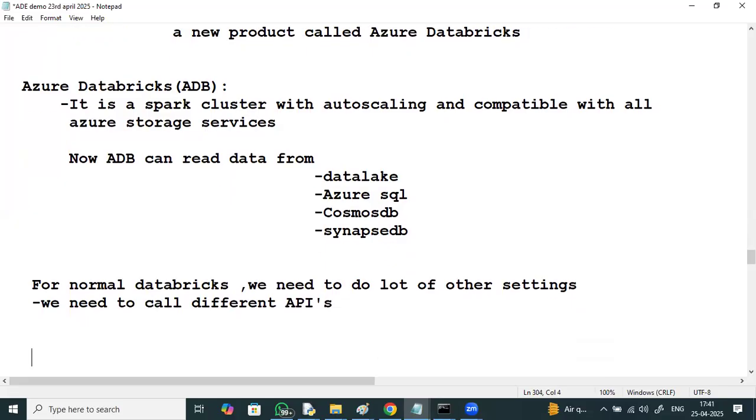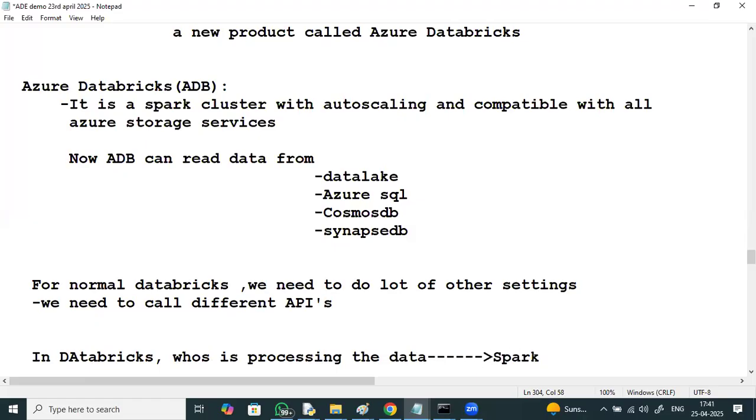So in Databricks, who is processing the data? Spark is processing the data. It is a processing model with a high rate of speed. It is going to process huge data. So in Databricks, who is processing the data? Spark.